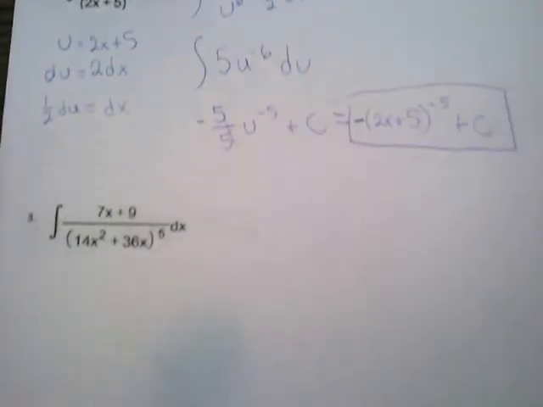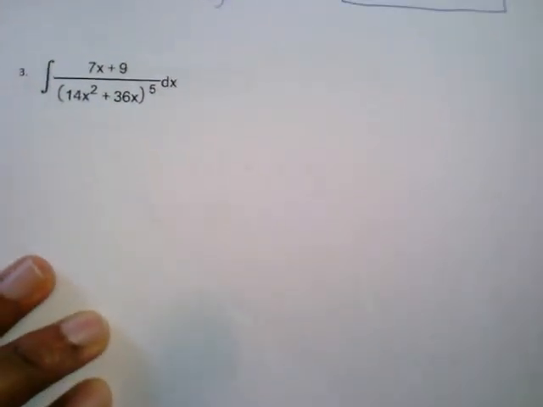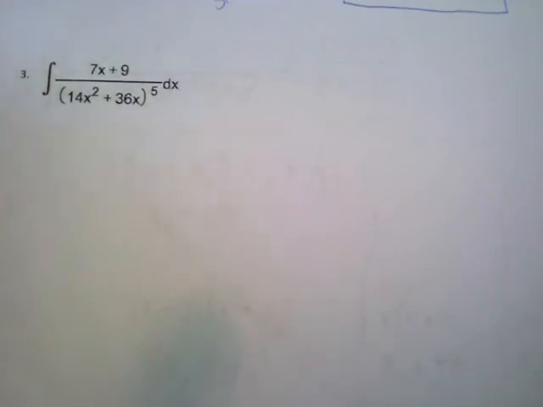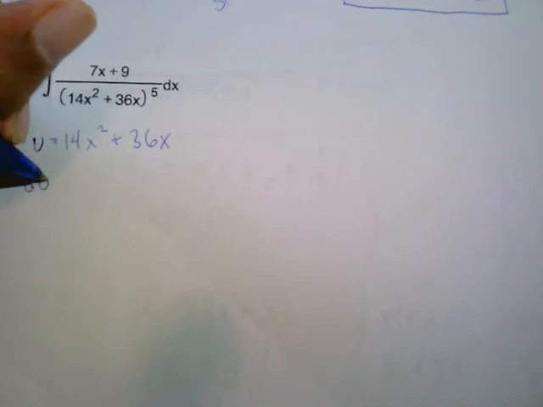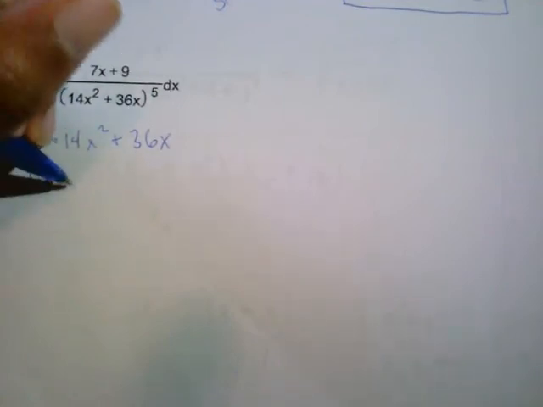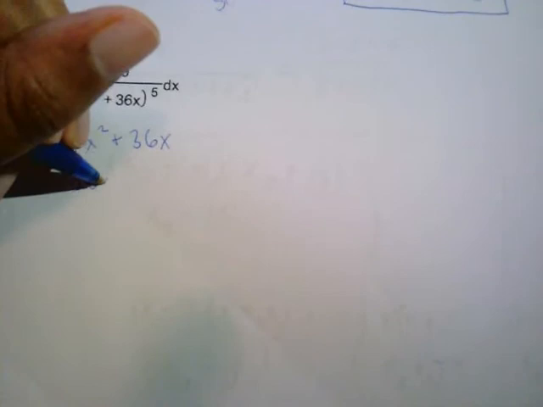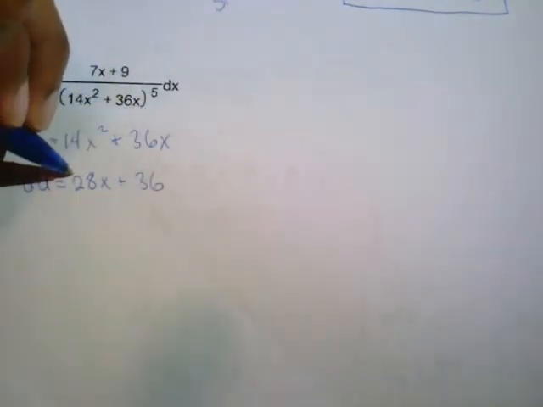Now, moving on to number 3. As you can see, it looks a little bit more complicated, but again, as long as you could choose the correct value for u, you'll be fine. So in this case, let's say u will be the more complicated expression. We'll say u equals 14x squared plus 36x. So du will equal 28x plus 36 dx.